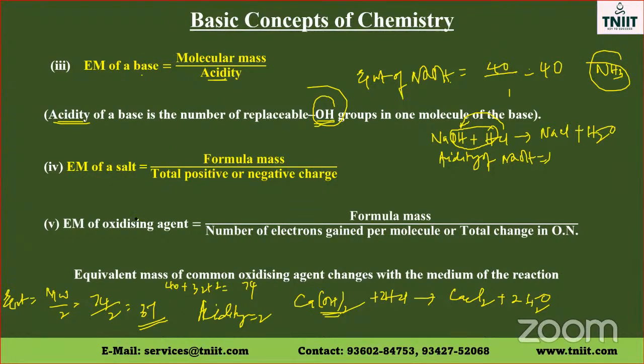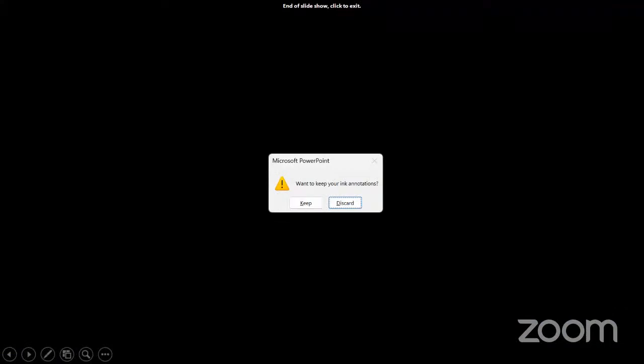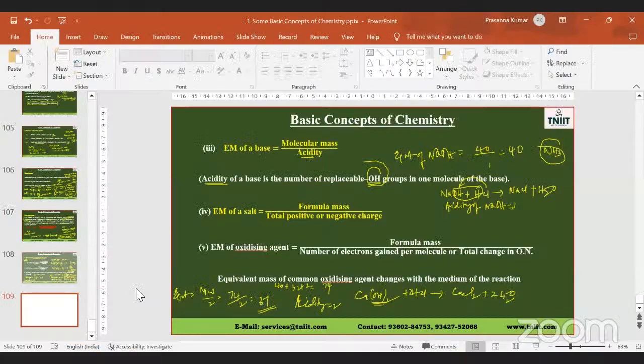Coming to the equivalent mass of salt, the equivalent mass of oxidizing agent and reducing agent, all that we will learn in the next class. All right. We'll continue in the next class.